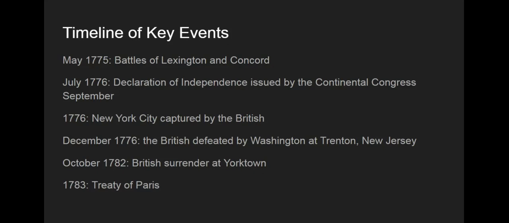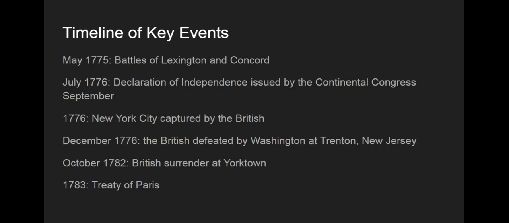September 1776, New York City is captured by the British. December 1776, the British are defeated by George Washington at Trenton, New Jersey. October 1782, the British surrender at Yorktown. And then in 1783, there's the signing of the Treaty of Paris, which officially ends the war between our countries, as well as with our allies, France, who helped us fight against the British.